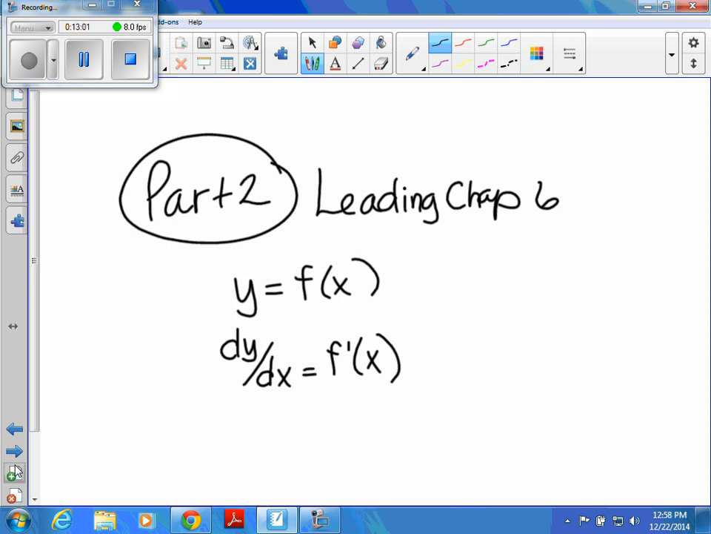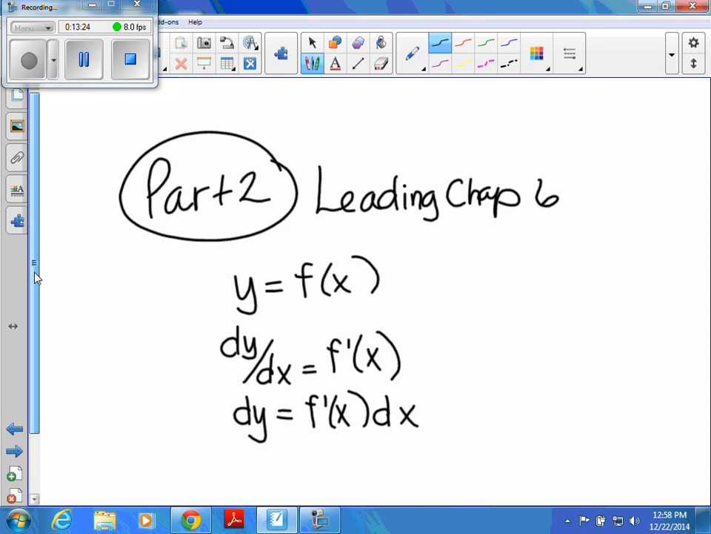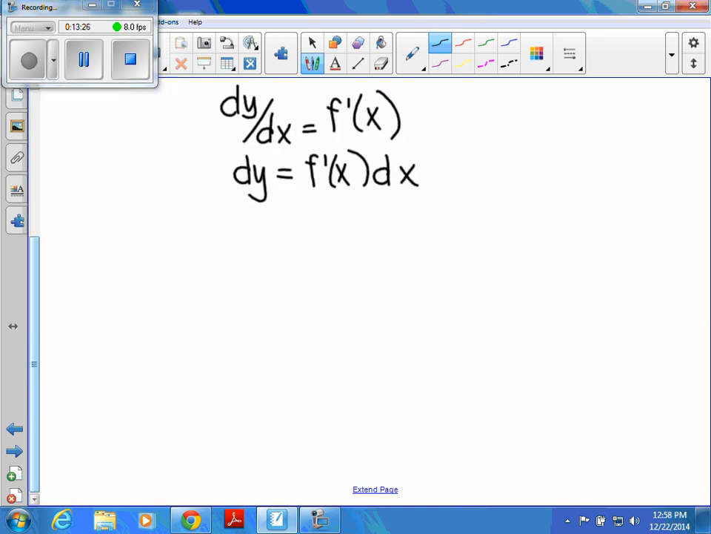How do you get the dx over to that side if this is in the denominator? By multiplying both sides by dx. What does dy really equal? F prime of x times dx. That's what you have to start doing in the next couple chapters. So, last problem of the day. We're done with notes. This is all they want me to do in part 2. Number 3.